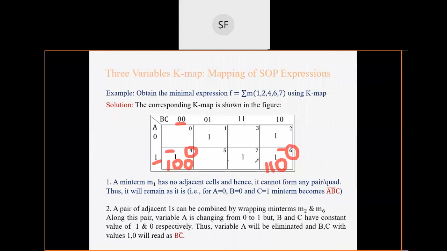Okay, you may not see them as adjacent, they appear far apart, but if you observe from this side, if you connect this end to this end, then you will be able to understand that these are nothing but adjacent cells. Again, this is another important thing: the corner cells, this cell and this cell, are adjacent. Similarly this cell will be adjacent to this cell.